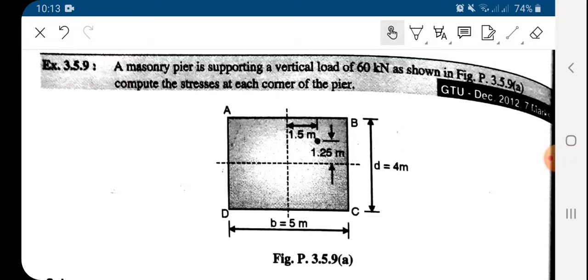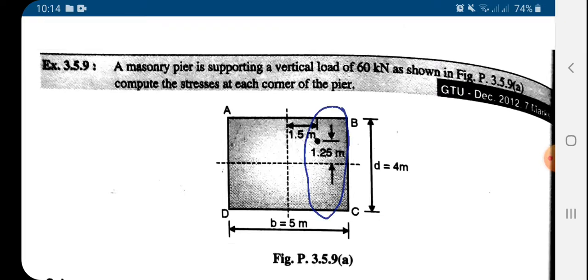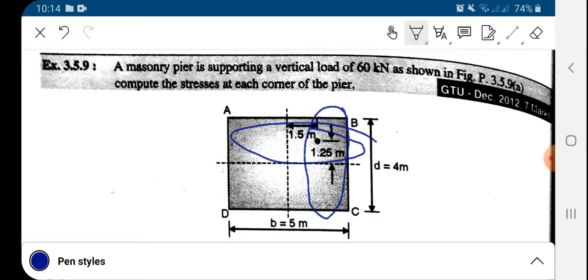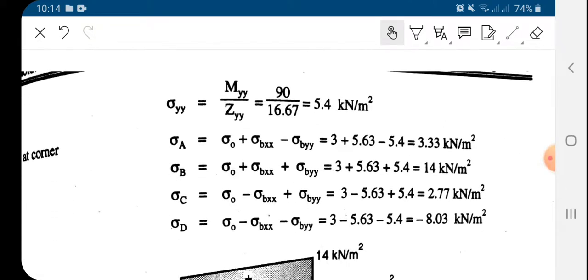So for this point B, in the x direction as well as in the y direction, on both sides there will be tension, because the load is coming on both sides. So in this case both will be in tension. So sigma x direction positive, sigma y direction also positive.